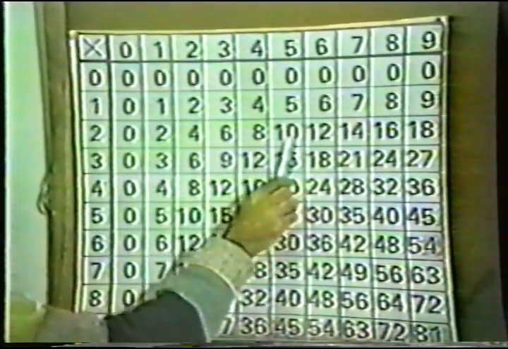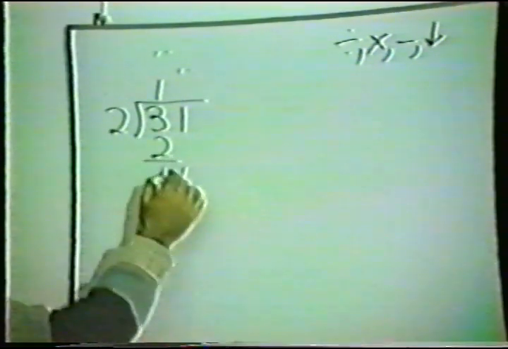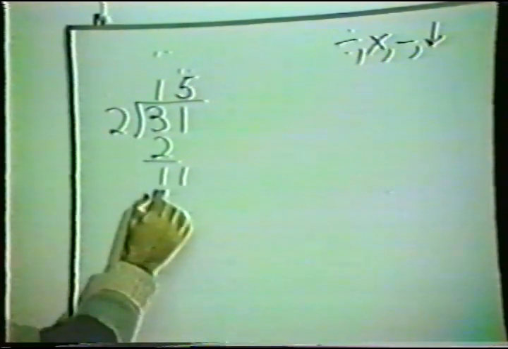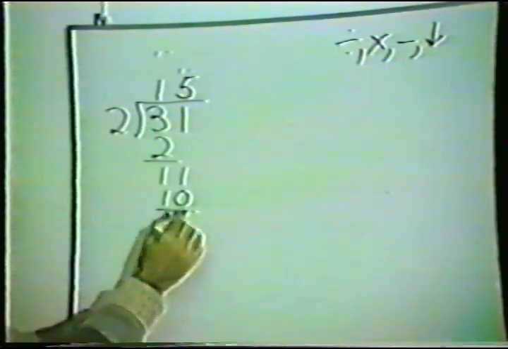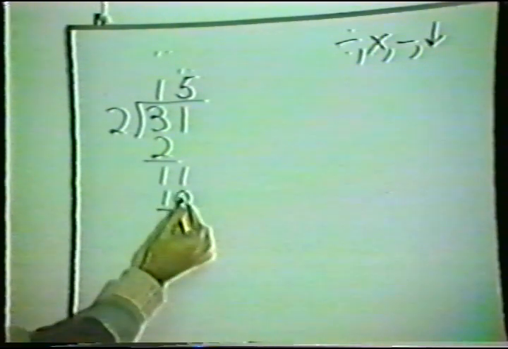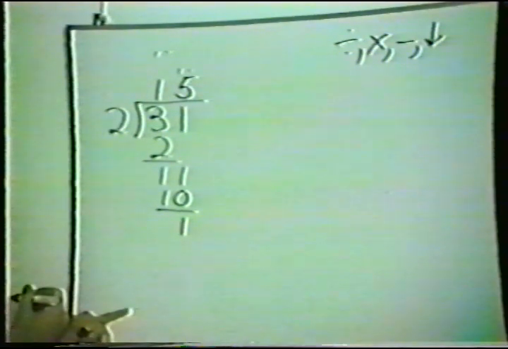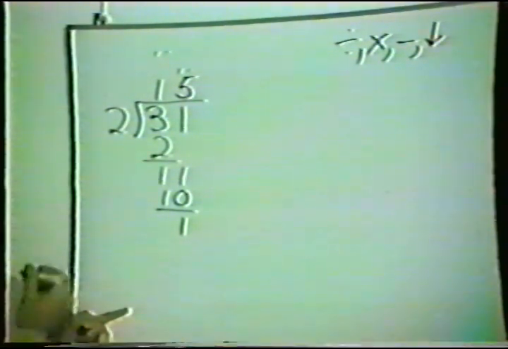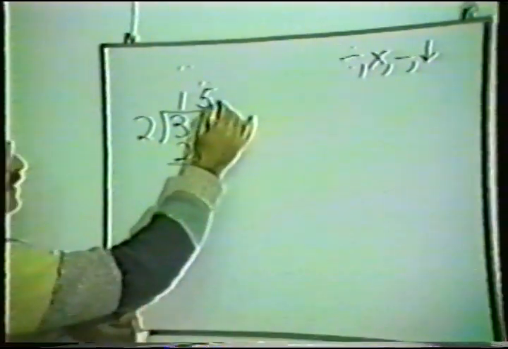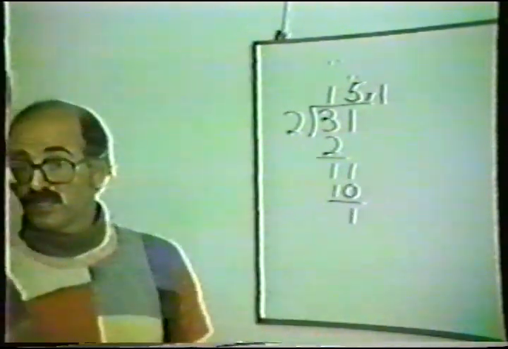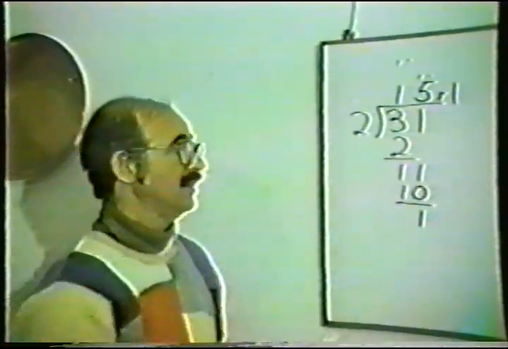2 into 10 goes 5. You went up to get the answer, so you put the answer up. 2 into 11 goes 5 because 5 times 2 is 10, and you subtract, and you get 1 take away 0 is 1, and 1 take away 1 is 0, which we don't have to write. Remainder 1. 2 into 31 is 15, remainder 1.